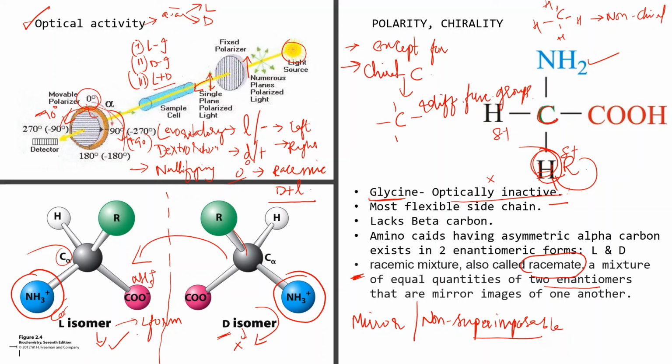So amino acids having an asymmetric alpha carbon exist in 2 enantiomeric forms, L and D. Because glycine is symmetric, it does not exist in 2 forms, but the others except glycine exist in 2 forms, that is, L and D form, as we have talked about here. And this R is a functional group which can be anything. If it is H over here, then it will become glycine, and because these two are similar, this also will not have any optical rotation or optical activity.